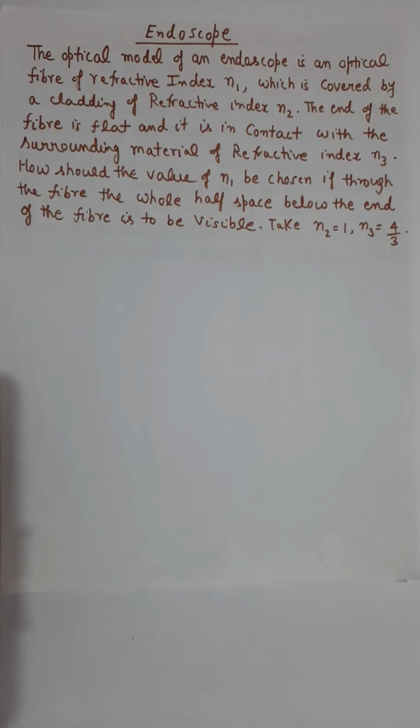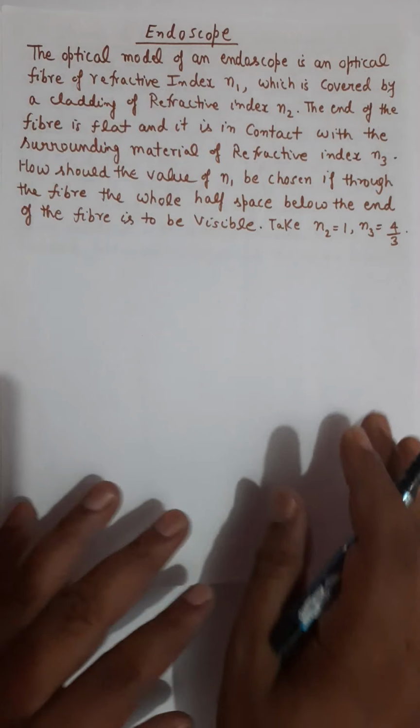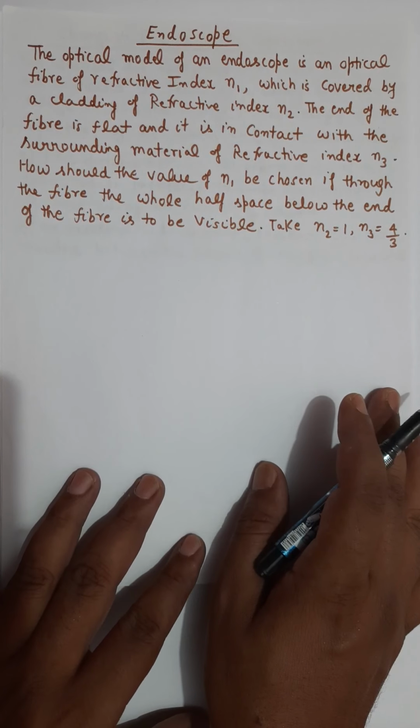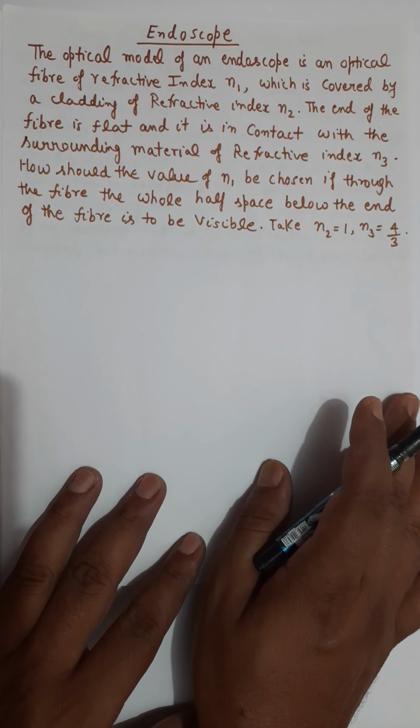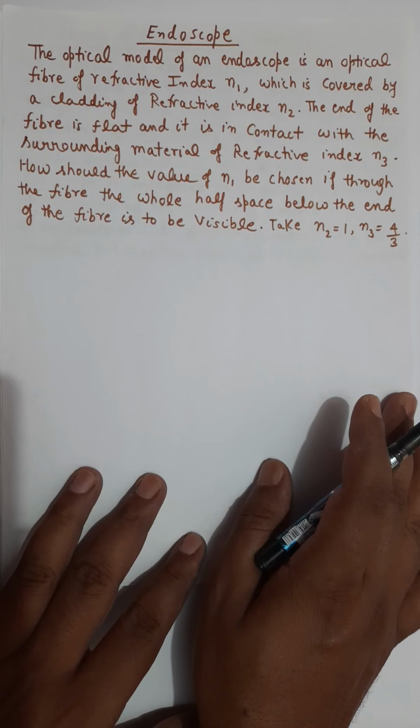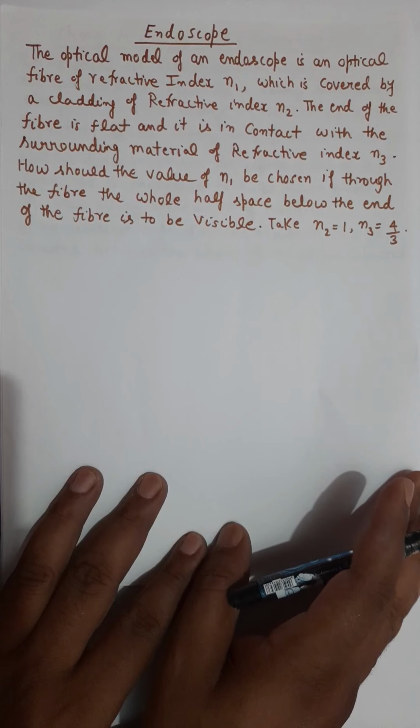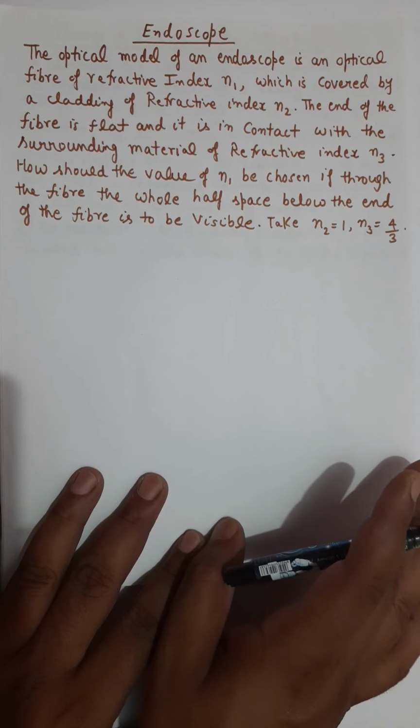Now this is the 10th problem from the review assignment, JEE Advanced 2020. Again a very simple question based on the fundamentals. Concepts involved in this question are total internal reflection and the working of optical fiber.